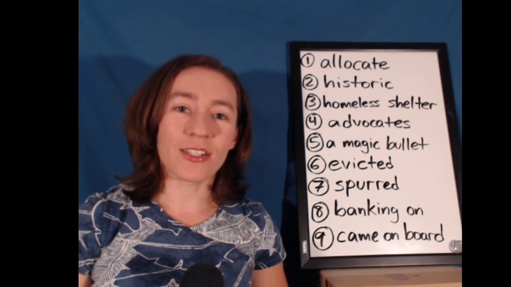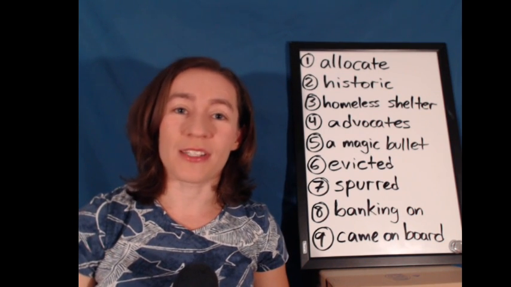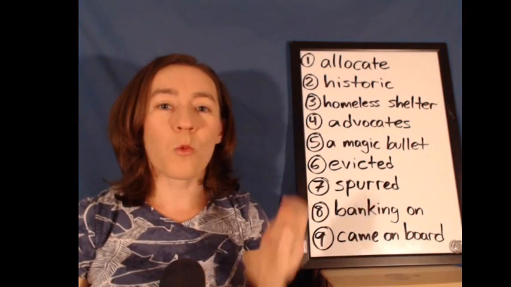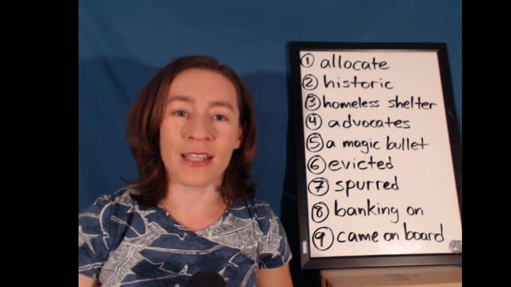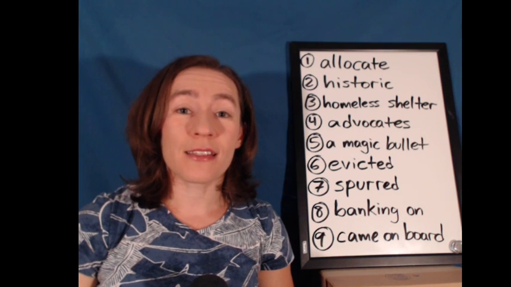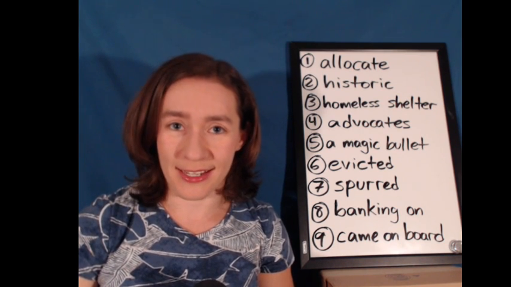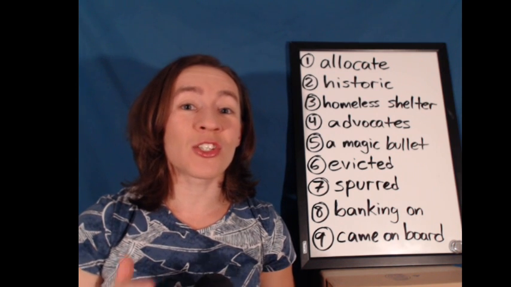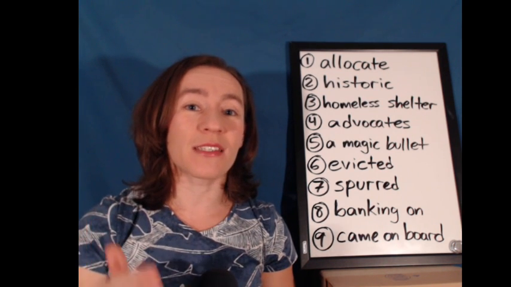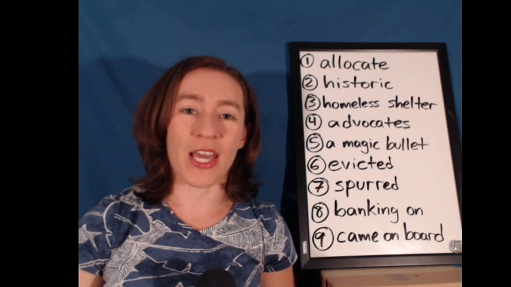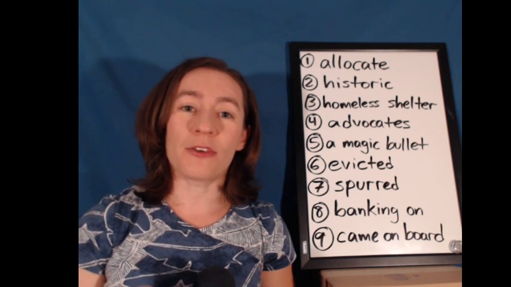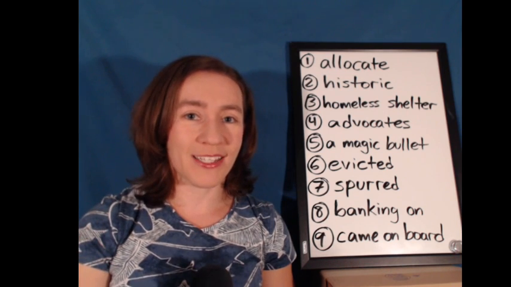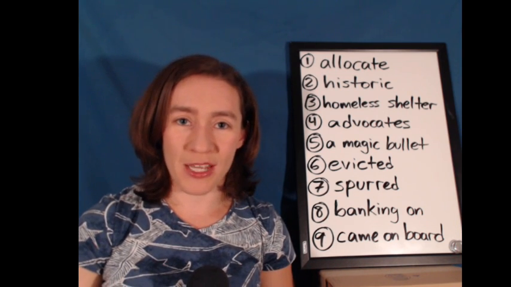So the article that I read in today's newspaper said that New York City is going to allocate $1.6 billion to solving the problem of homelessness. So this verb allocate means to reserve something for a specific purpose, okay? So in this case, it's talking about New York City reserving some money for the purpose of helping homeless people.